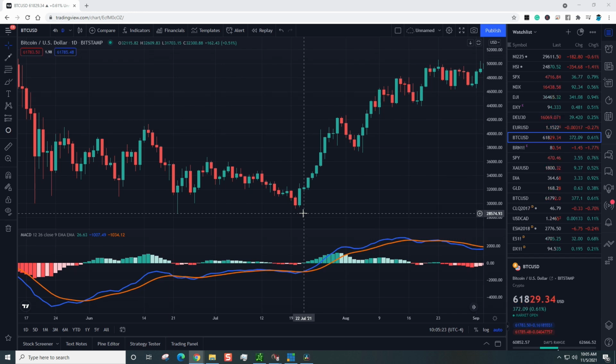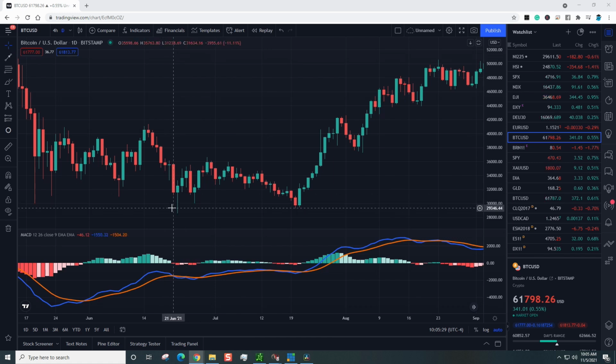And last but not least, I'm going to show you that this technique will work on Bitcoin. Yes, it works on cryptocurrency. I'm not a crypto trader, but I do want to show you that this technique works across all assets. So here you can see we have a low here. The market rallies up, or pops up, comes back down.